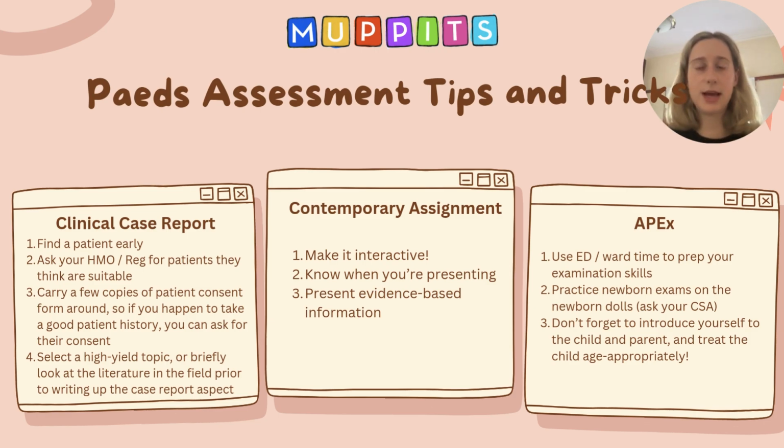In terms of your contemporary assignment, try and make it interactive if you can, because you're probably going to spend a couple of SGT sessions actually going through these. So if you present some interesting facts and case studies, you'll make it slightly a little bit more interesting for yourself and your peers. Make sure you know when you're presenting, look for an email from your site administrator and present evidence-based information, because although it's quite a chill assignment, you still want to make sure that you're not using Wikipedia if you can.